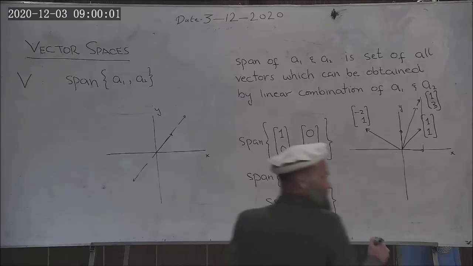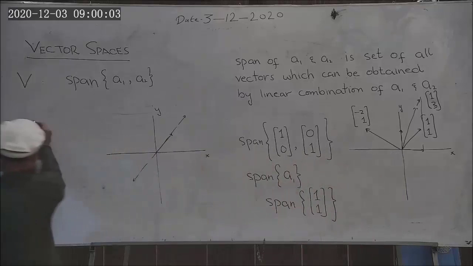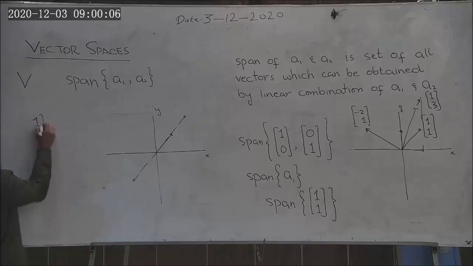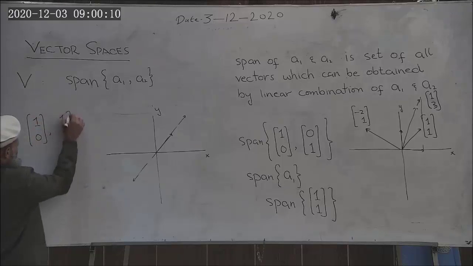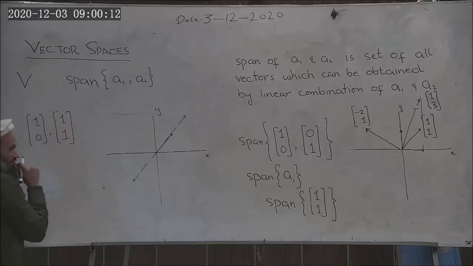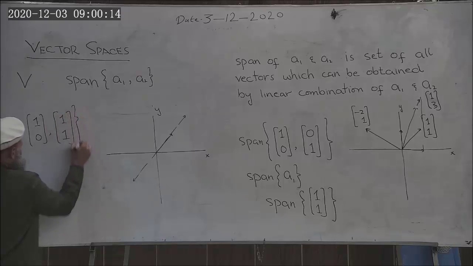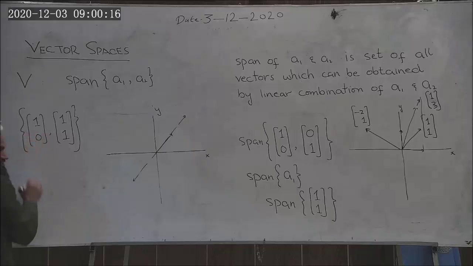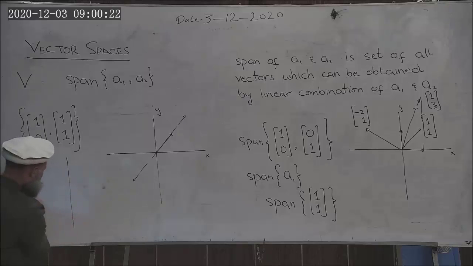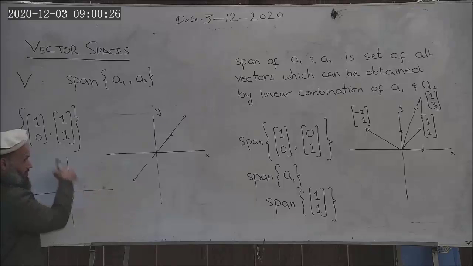Which one? 1 0 and 1 1. This question is regarding our earlier discussion about R2. So here, how can I represent this vector in this space? Is it the question?